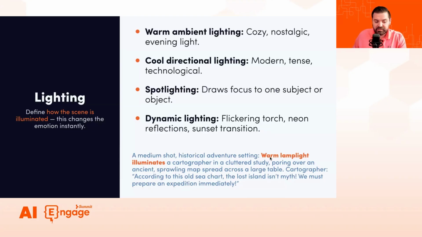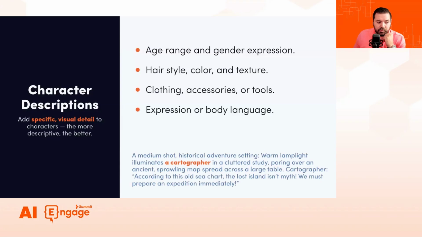In here it says warm lamplight illuminates. That's the lighting, and we can have warm ambient lighting, which is cozy and nostalgic; cool directional lighting, which gives you a more modern, tense feel; spotlighting, which can draw focus on a particular subject; or dynamic lighting, like a flickering torch, a neon reflection, or a sunset transition. So think about what you want out of that lighting, and that can create a lot of the mood.